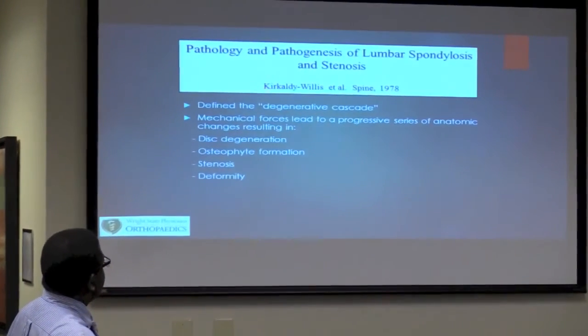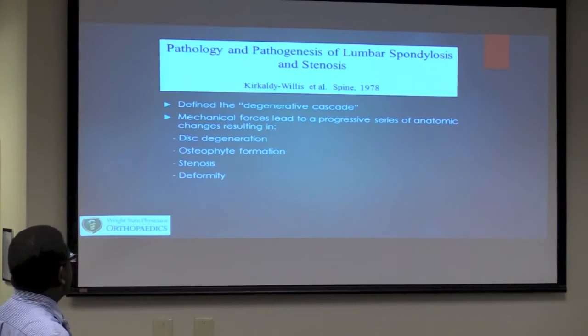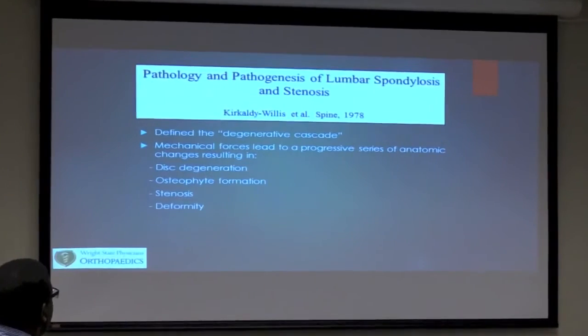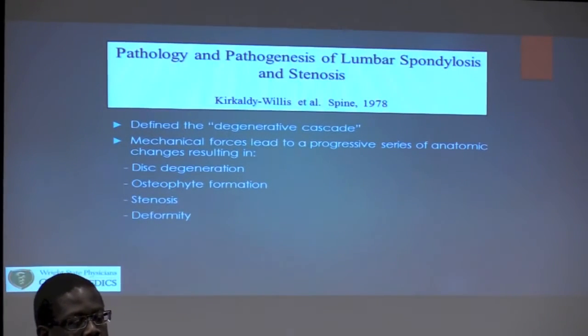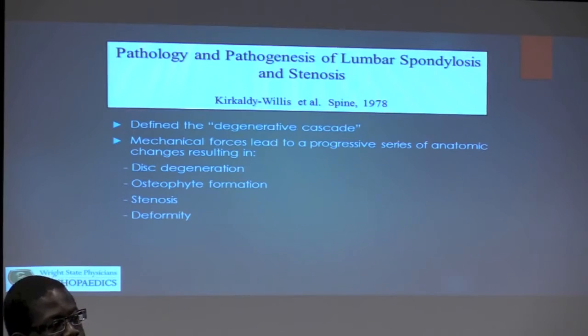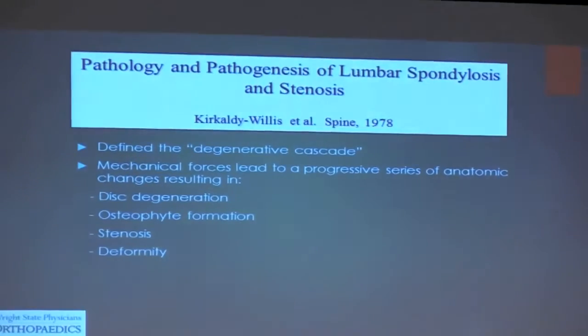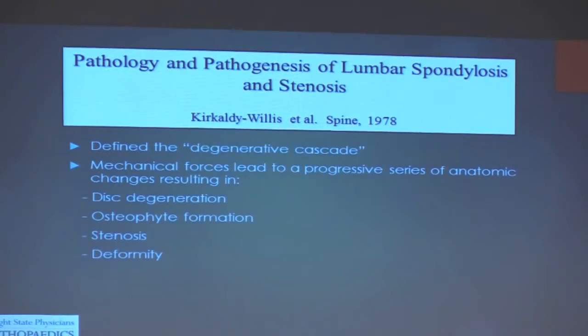Back in 1978, these two gentlemen called Kirkaldy-Willis described what we call the degenerative cascade. They looked at the spines, they looked at radiographs, they looked at specimens, and they saw over time the type of degenerative changes that would occur, and then they classified them into stages. And that's what's called the degenerative cascade. You have disc degeneration, then you have osteophyte formation, then you have stenosis and deformity.